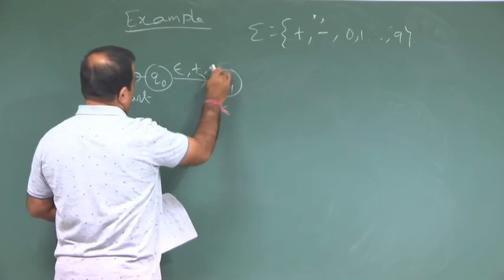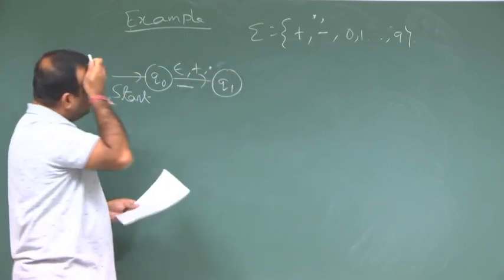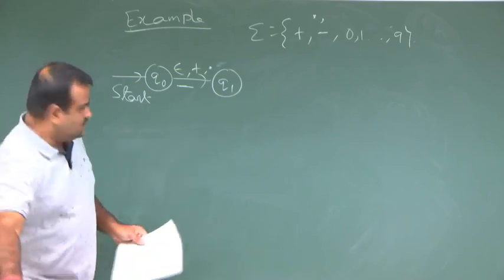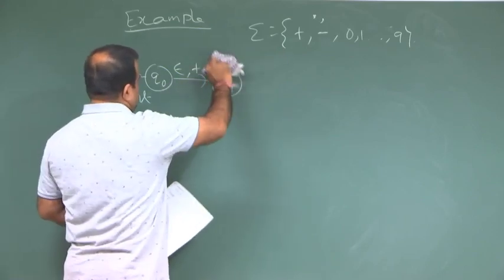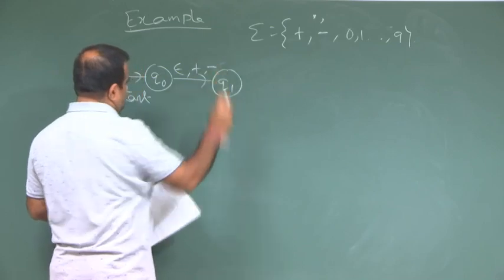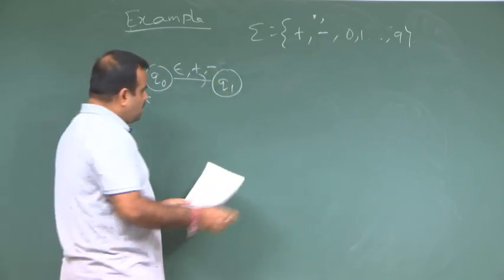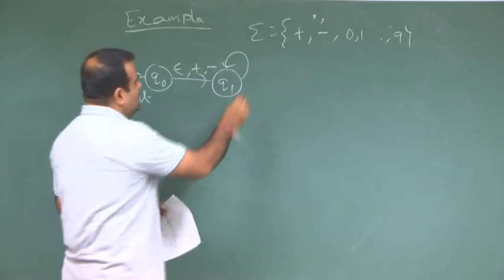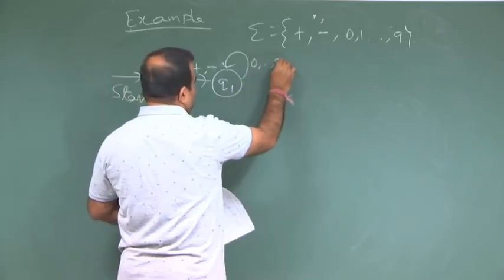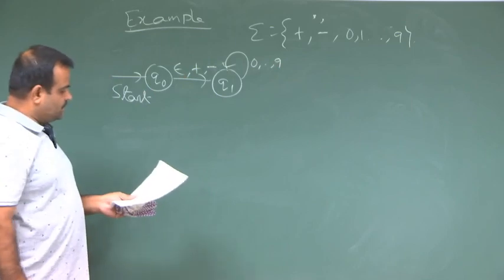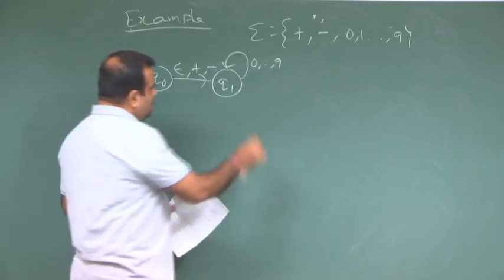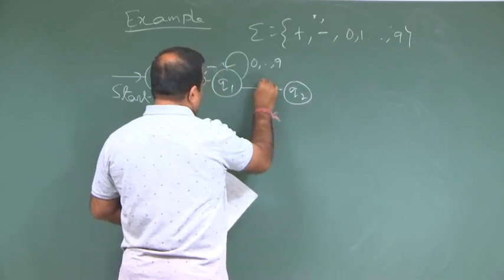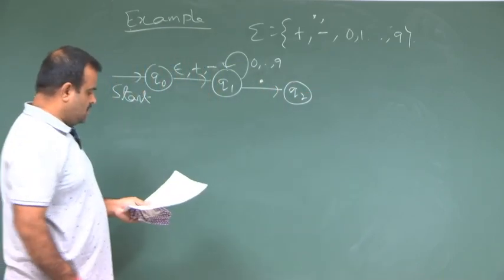Minus also. These are the arithmetic operations we know. This is minus here, the dot is not there. Now from q1 we will remain at q1 with any of the input as digits, so 0, 1 to 9, and from q1 we go to q2 if we see a dot as an input.